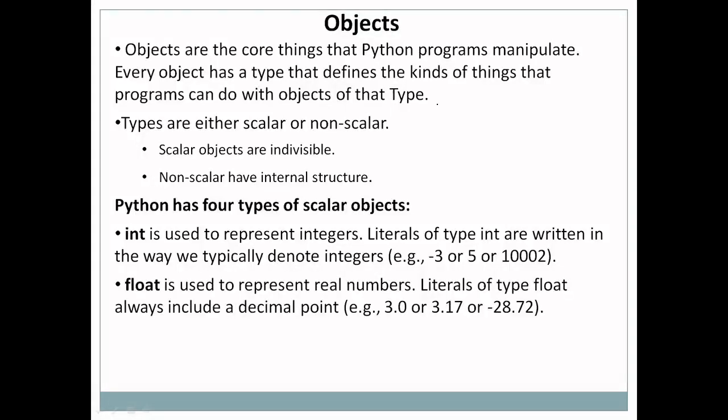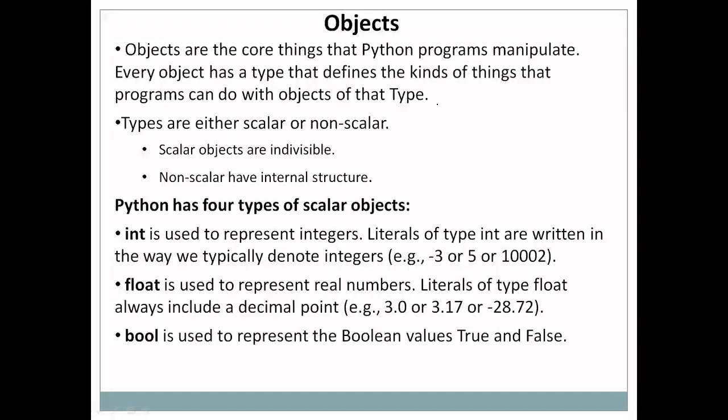Then we have float. This is used to represent real numbers, and literals of type float always include a decimal point. For example, values like 3.0, 3.17, and -28.17 all represent float values. Even exponential numbers can be included in float.